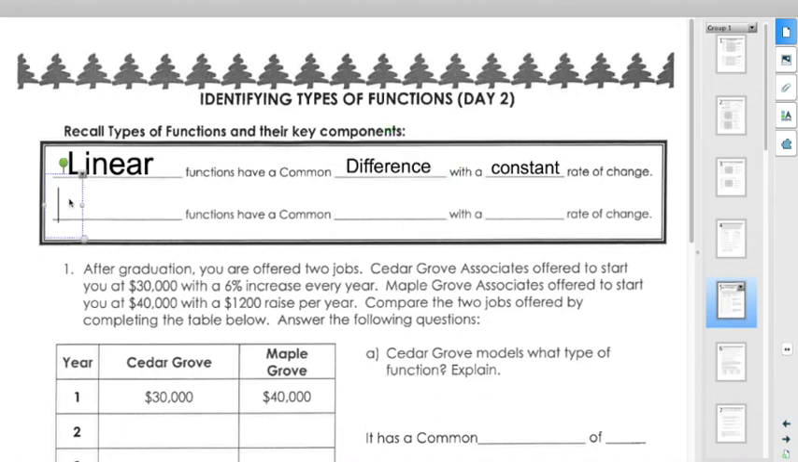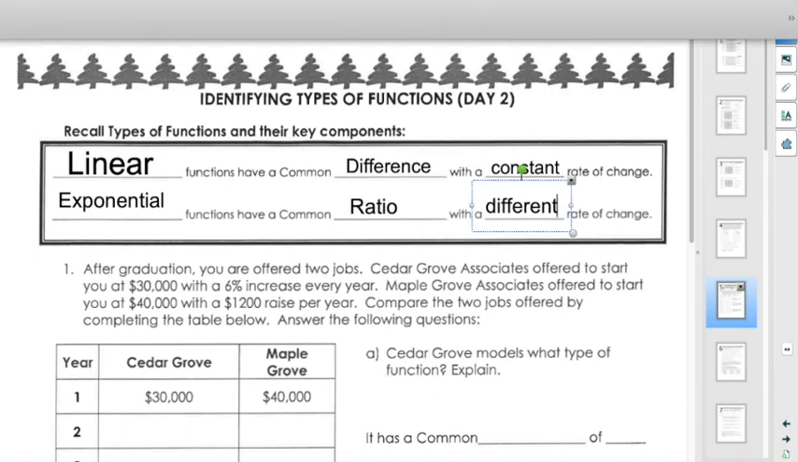Exponential functions. Exponential functions have a common ratio. Recall from day one, this is all day one stuff. They have a common ratio with a different rate of change. In other words, they go up differently from x1 to x2 to x3 to x4. It's not constant like linear functions. So let's take a look at number one.